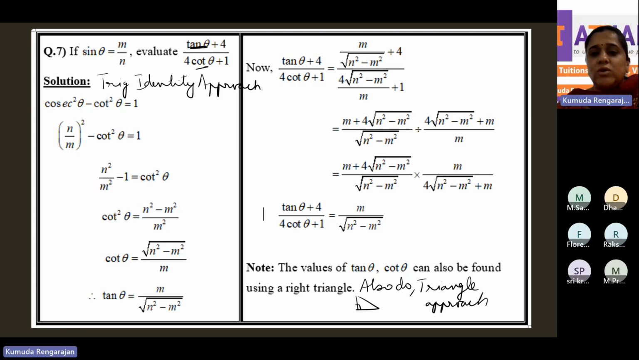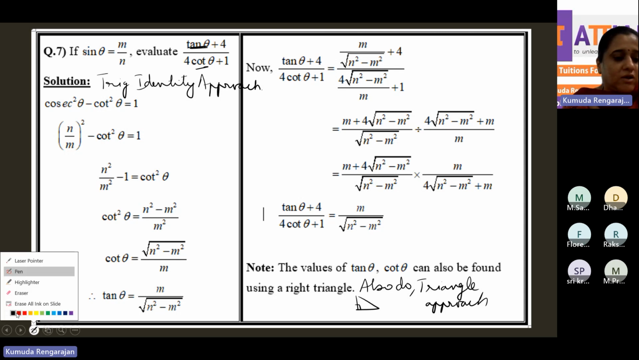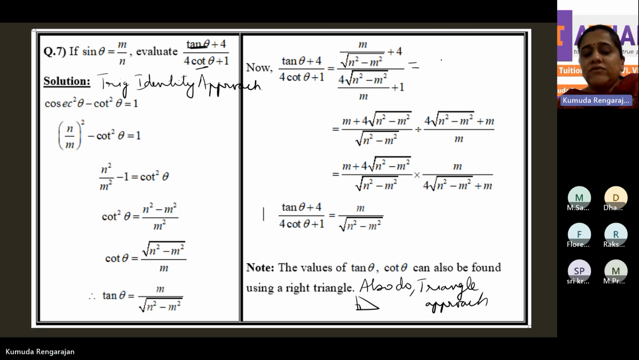So here I've taken the LCM. What's the LCM here, children, after substituting? One of you online tell me what's the LCM for the numerator? Root of? N square minus M square. Correct. So then what will I have here? M into root of N. Why into M only? M is the denominator, no? Yes, ma'am. M plus 4 into root of N square minus M square. Correct.